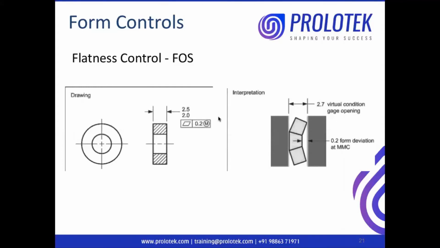So when the part is produced at 2, the center plane flatness error need not be 0.2, it can be more than 0.2 also. In this example, it can be up to 0.7. So this is the flexibility that we can give the manufacturer without affecting the functionality of the part. That is the advantage of using GD&T in place of the coordinate tolerancing system.